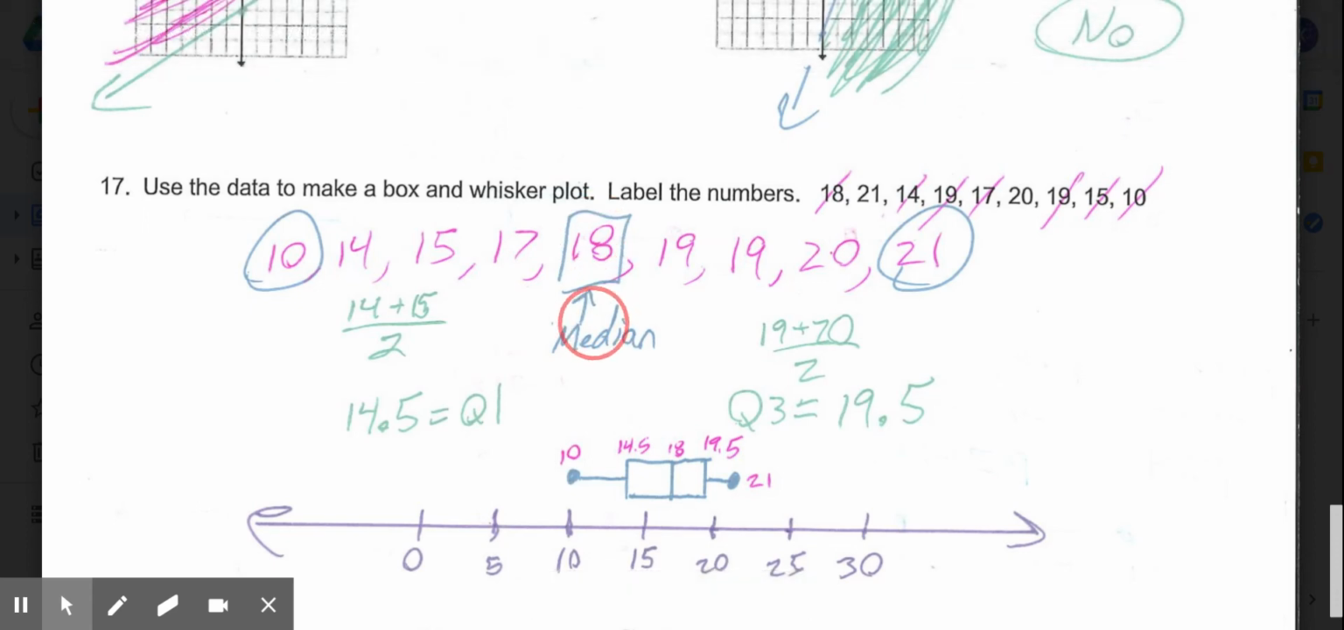The number in the middle is our median, and in this case, only one value is in the middle, so the median is 18. For quartile 1, we want the median of the lower half of the list, so we're looking at 10, 14, 15, 17. The median would be 14 plus 15 divided by 2, which is 14.5 for quartile 1. For quartile 3, we're looking at the right side, so 19, 19, 20, 21. So the median's between 19 and 20. So 19 plus 20 divided by 2 is 19.5. So quartile 3 is at 19.5.